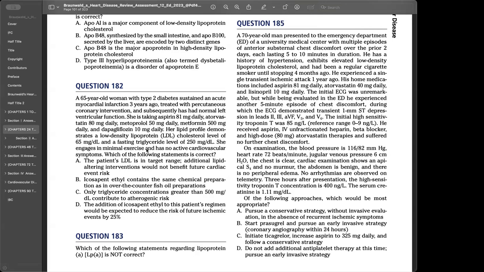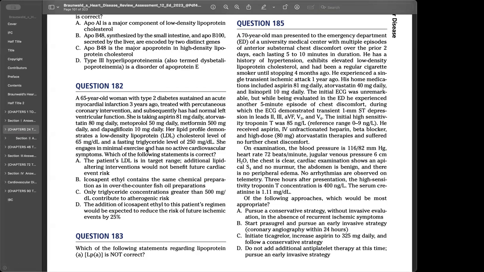He received aspirin, IV unfractionated heparin, beta blocker, and high-dose atorvastatin therapies, and suffered no further chest pain. On examination, the blood pressure is 116/82 millimeters of mercury, heart rate is 72 beats per minute, jugular venous pressure is 6 centimeters of water, the chest is clear.